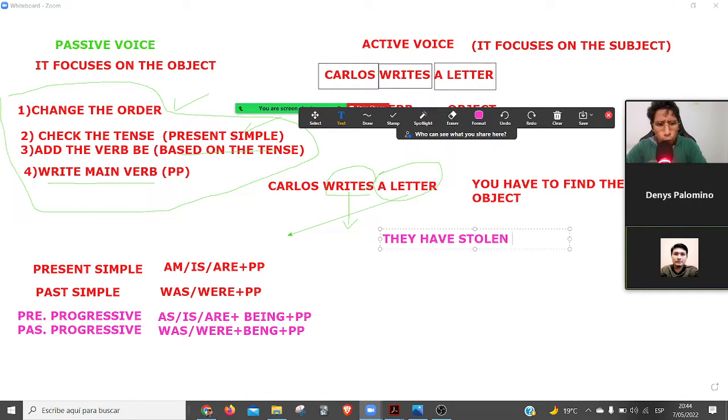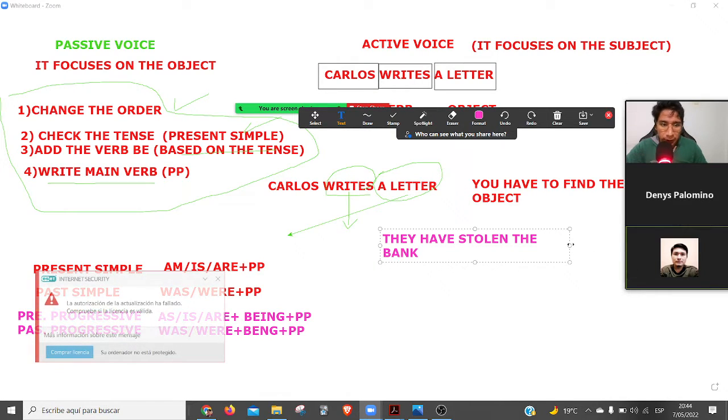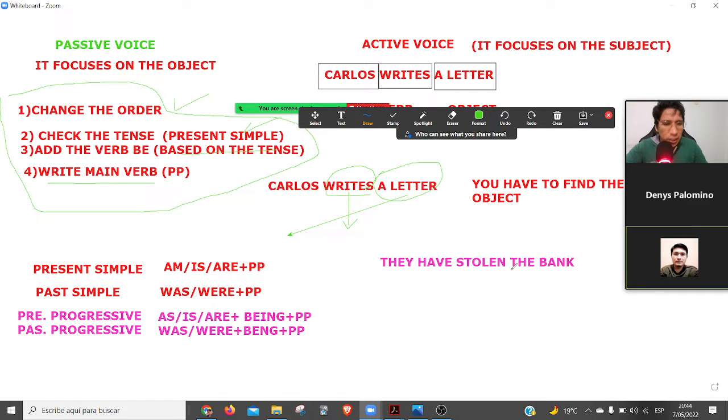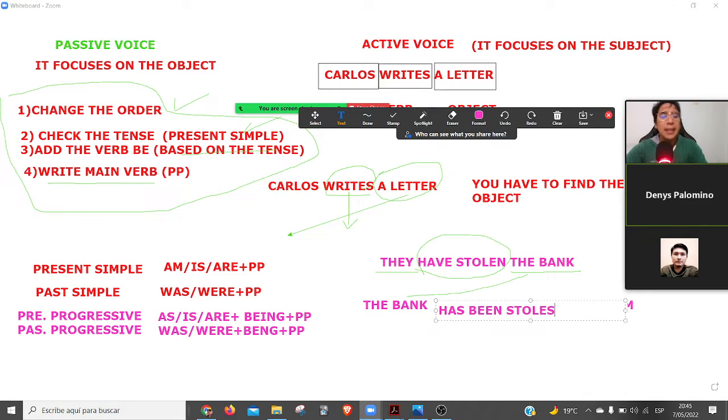They have stolen the bank. What do we have to do first? What is the object? The bank. They change the order. The bank, by them. Now, what tense is that? This is the present. Perfect. So this is the present perfect, the form of have. The bank have or has? Has. The bank has been stolen by them. So when you have the present perfect, you have to check the form of have or has. You say have, has, plus been, plus PP.